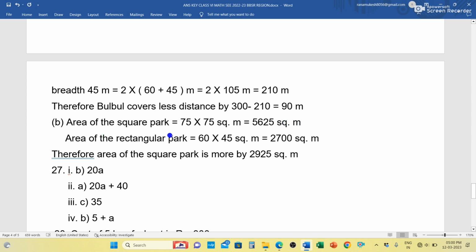Area of the rectangular park. Area of a rectangle is length into breadth, in square unit. So 60 into 45 square meter, so it will be 2700 square meter. Now whose area is more, the square park or the rectangular park? You can see the area of the square park is more. How much more? You have to subtract 2700 from 5625. So 5625 minus 2700 will give 2925. Therefore, the area of the square park is more by 2925 square meter.